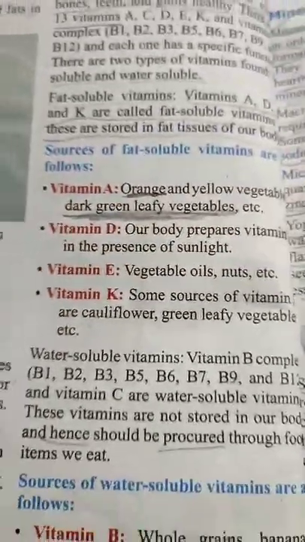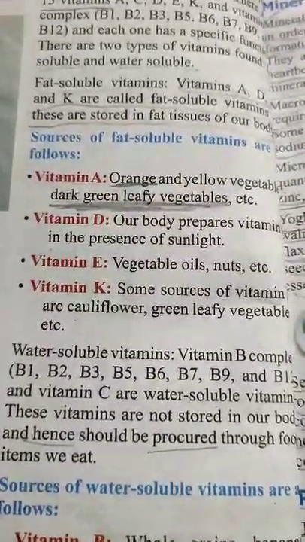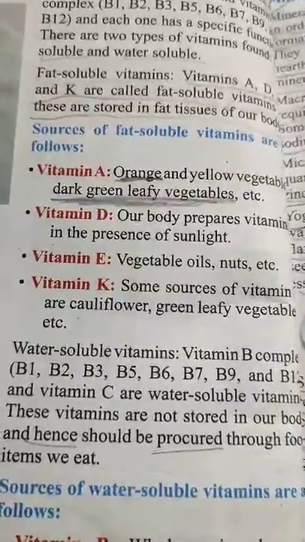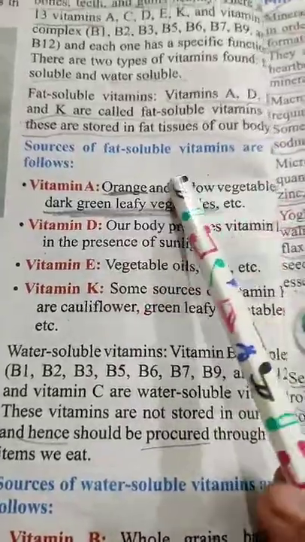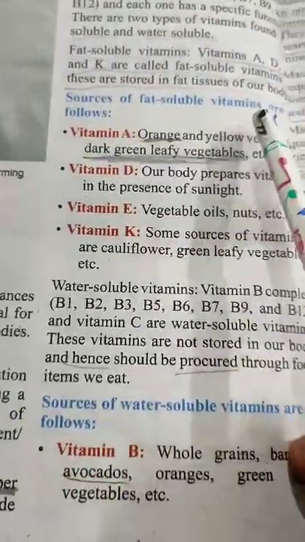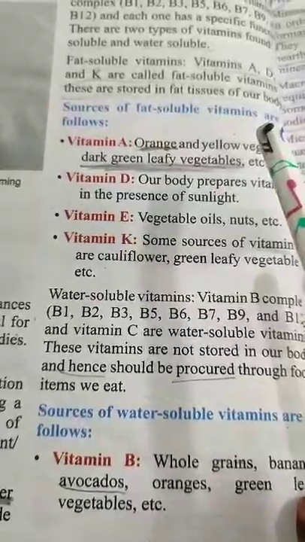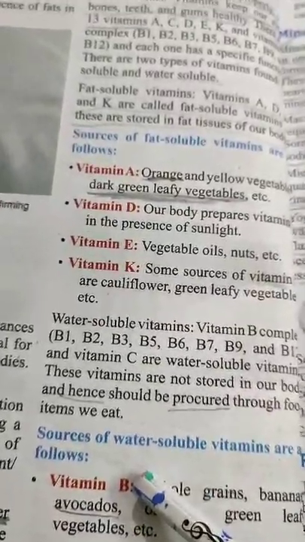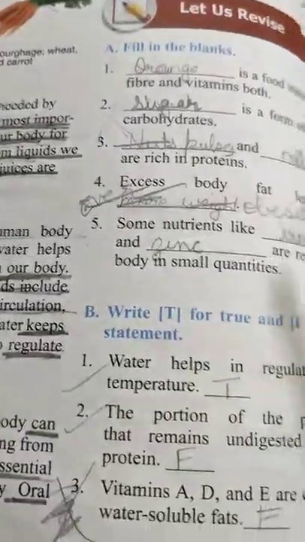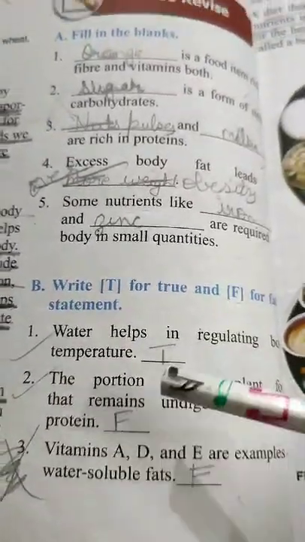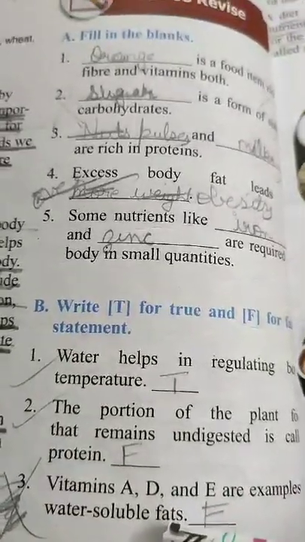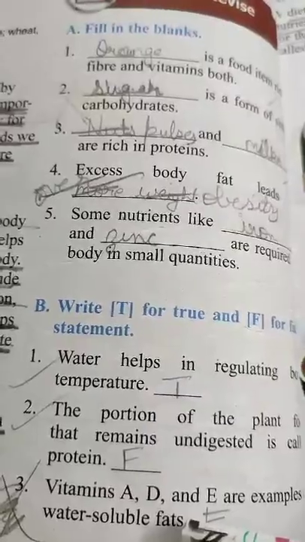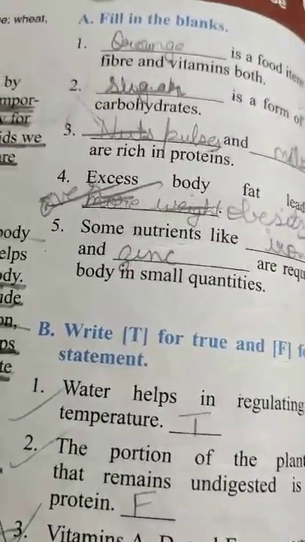water soluble fat. Okay, there are list of different type of vitamin which is fat soluble, that is vitamin A, D, E and K. These are fat soluble vitamin, whereas water soluble vitamins are vitamin B and vitamin C. So in this question they have said that vitamin A, D, E is water soluble, so it is false because vitamin C, okay, and B are water soluble.